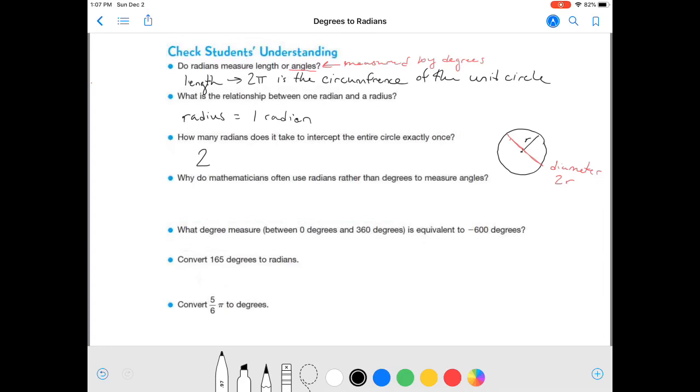This next question is all you guys. I want to know why you think mathematicians often use radians rather than degrees to measure angles. So go ahead and write that down.